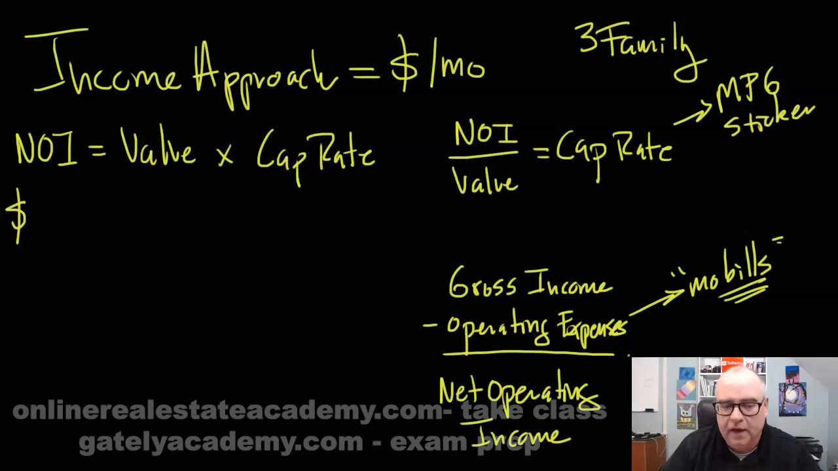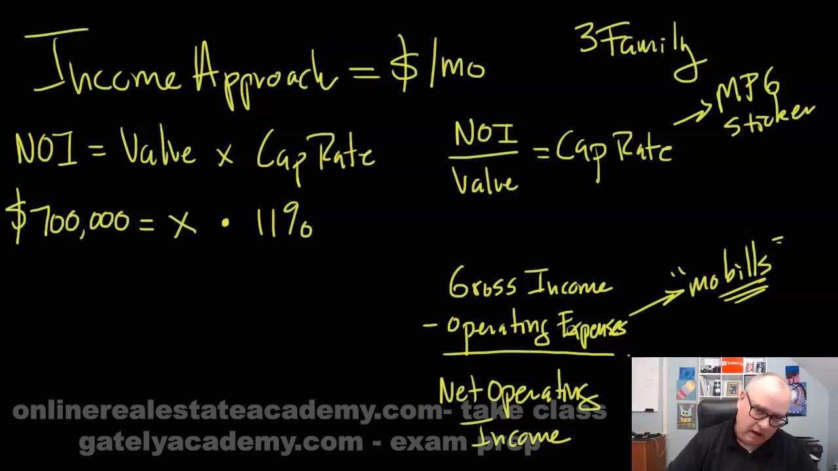And we're going to give you the net operating income of $700,000. Let me write that over again, I don't think that came out that good. $700,000. We'll say that's for a year. And we know that the net operating income equals the value, which we'll call X, multiplied by the cap rate, which we'll use a dot to stand for multiplication. And we'll call the cap rate 11%.